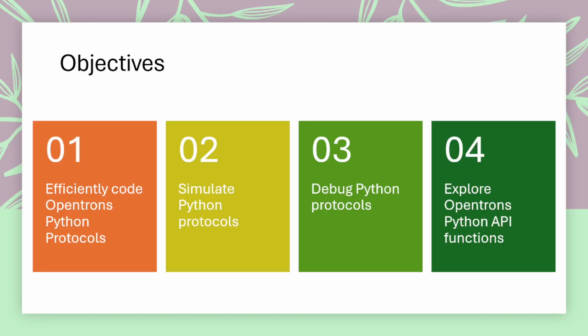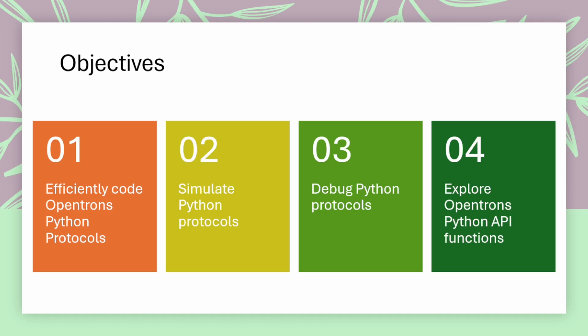So let's take a look at the learning objectives of this video. First, we're going to set up the Visual Studio Code environment for Python to efficiently code Opentrons Python protocols, and then demonstrate how you can simulate the code, which means you'll be able to debug the Python code and find and fix any errors right in your VS Code application. We'll also look at how to find API functions that might be disguised, so you don't have to look back into the Opentrons documentation for a quick reference.